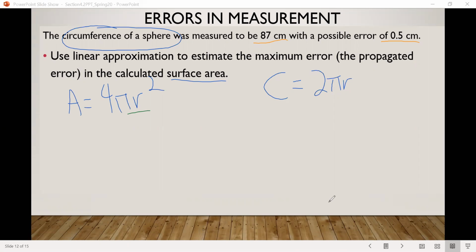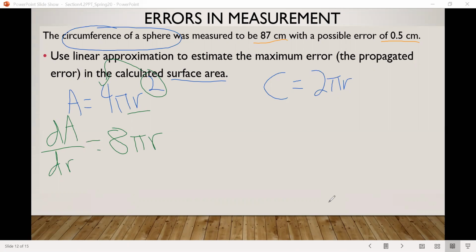So when we do that, what we get is dA/dr, the change in the area with respect to r, would be equal to, and on the right-hand side we only have that one variable, the r, so we can take the derivative using the power rule. So bring down the 2, multiply by the 4, subtract 1 from the 2, and we get that our derivative here is 8 pi r.